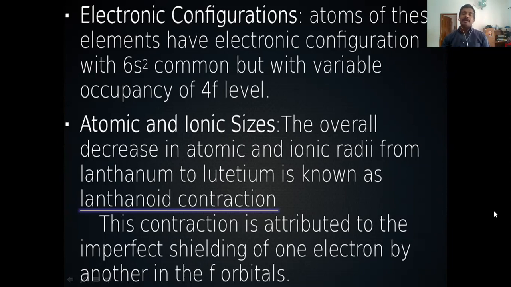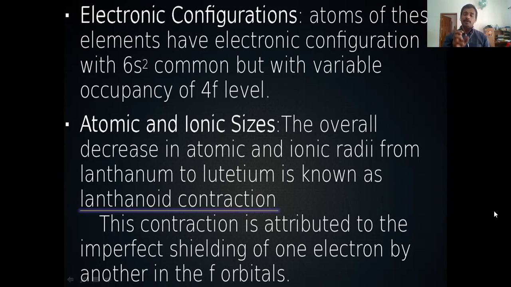The overall decrease in atomic and ionic radii from lanthanum to lutetium is known as lanthanoid contraction. As in the case of all elements, as we move from left to right in a period, there is a regular decrease in the atomic sizes, and we can observe that in the case of lanthanoids. That decrease in atomic size is known as lanthanoid contraction. So what is lanthanoid contraction? A gradual decrease in atomic size from lanthanum to lutetium.